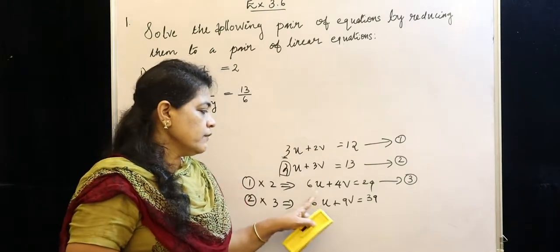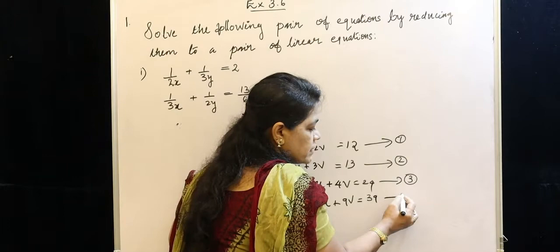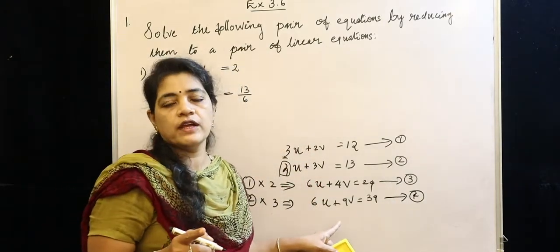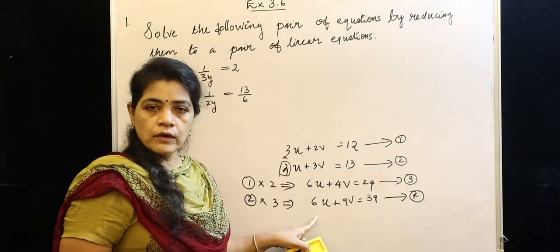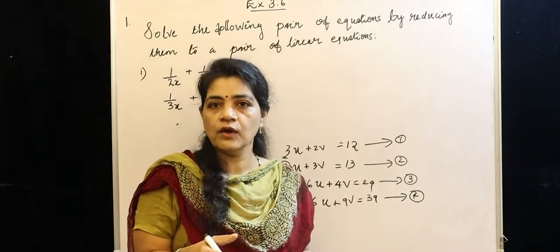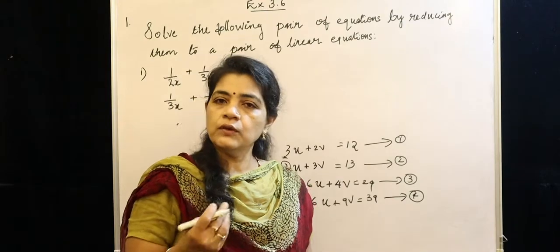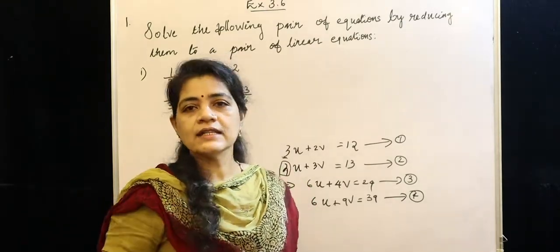Now see children, we have a new pair of linear equations having the coefficient of the first variable, that is u, the same. That is 6u, 6u. Don't look into the coefficient of v. We made the coefficient of u the same first, so that you can easily solve u as well as v. Now what is the next step?